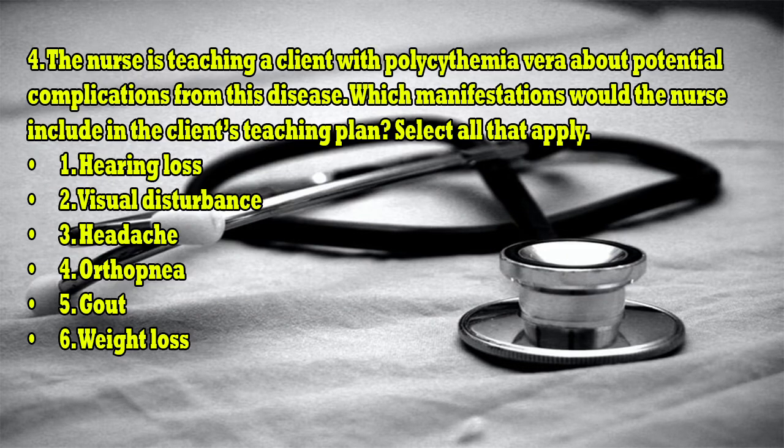4. Question. The nurse is teaching a client with polycythemia vera about potential complications from this disease. Which manifestations would the nurse include in the client's teaching plan? Select all that apply. 1. Hearing loss. 2. Visual disturbance. 3. Headache. 4. Orthopnea. 5. Gout. 6. Weight loss.